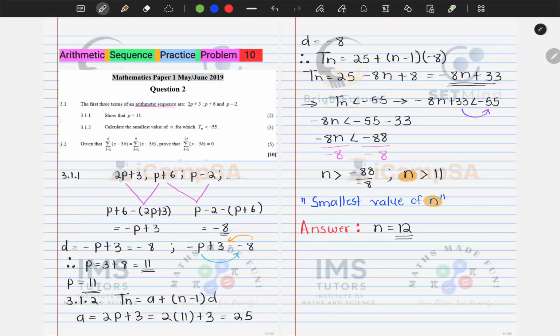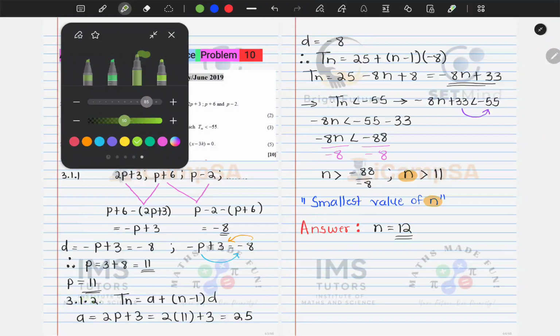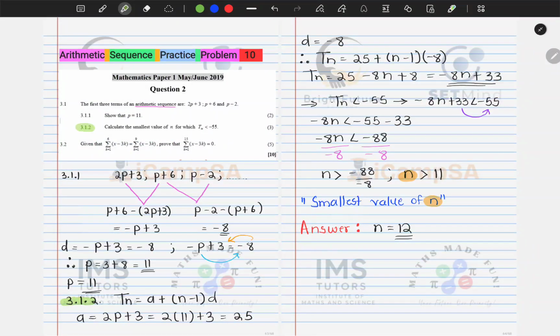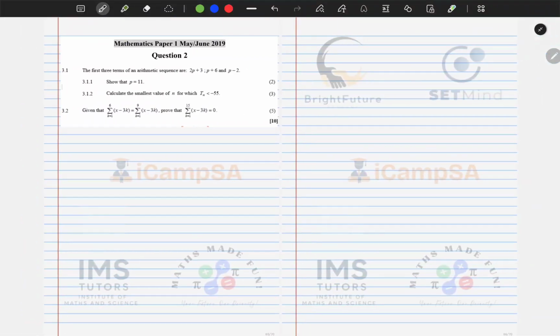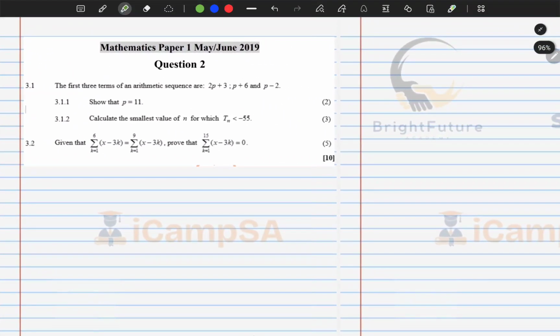Let's go and have a look at the next question. So this answers 3.1.2. So the next question we need to look at is question 3.2. So let's focus on it on the next page.